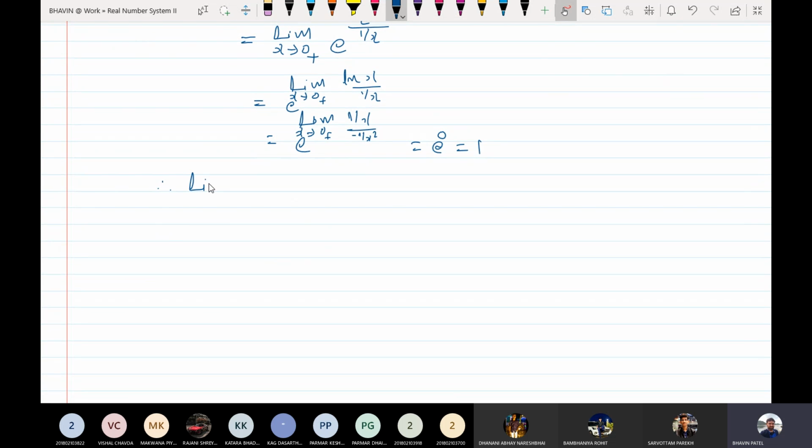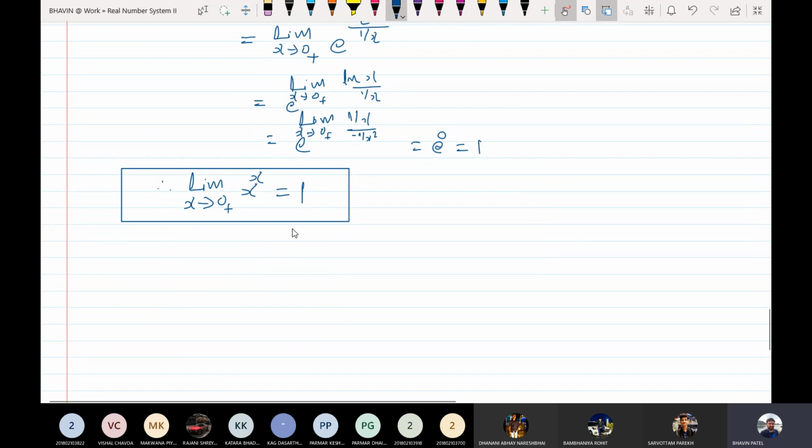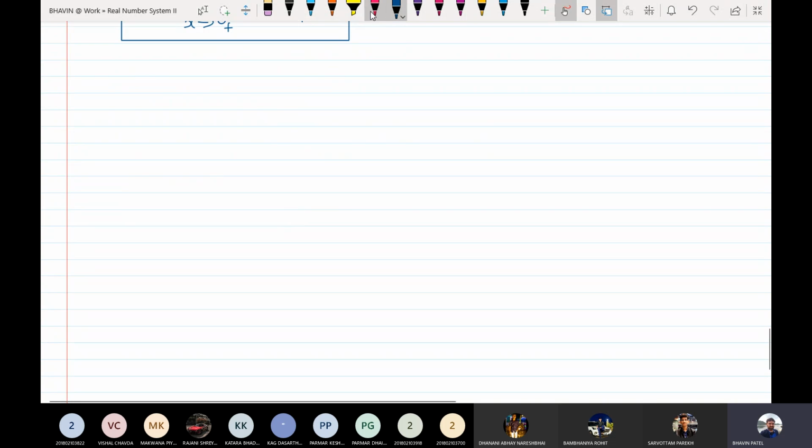Therefore, limit x tends to 0 plus x raised to x equal to 1. Clear, Mr. Abhay? Yes, sir. See, whenever your function is of the form f(x) raised to g(x), you need to convert it into e raised to ln of x raised to x, or e raised to ln of f(x) raised to g(x). Okay, from this you can bring it into 0 by 0 or infinity upon infinity form. Okay. Okay, sir.